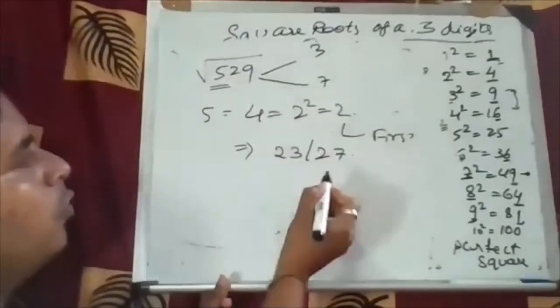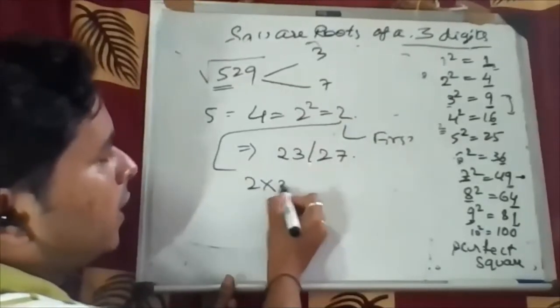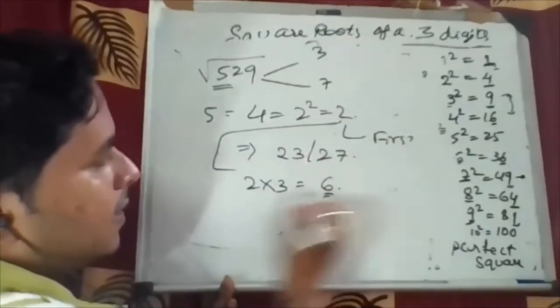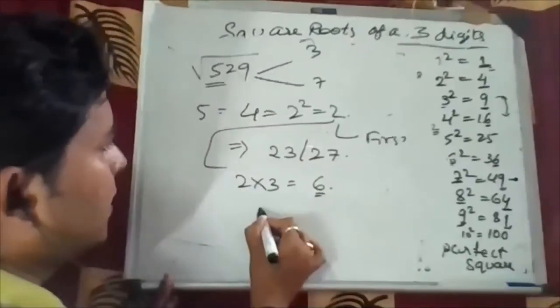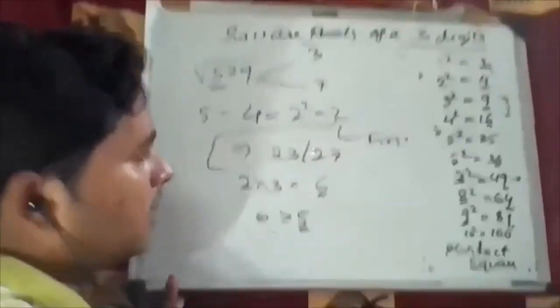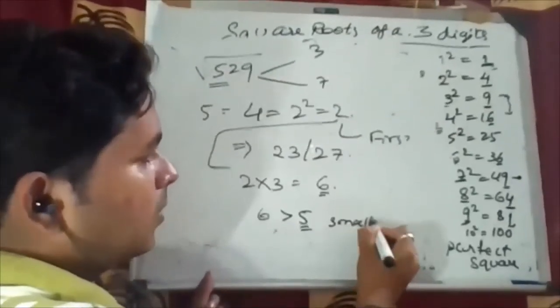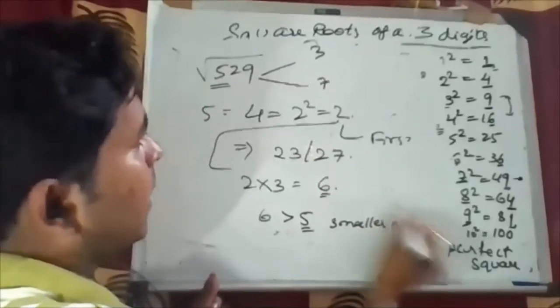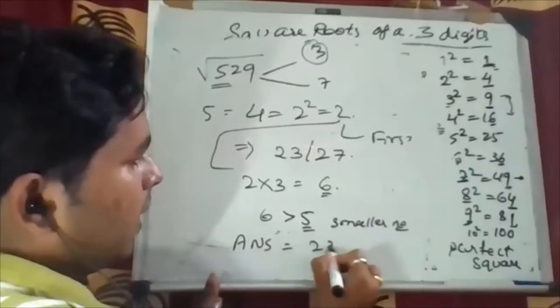Okay, so how to decide? I know the first digit is 2. 2 into 3 is 6. Here 6 is more than 5, so I'll go with the smaller number. The smaller number is 3. So my answer is 23.